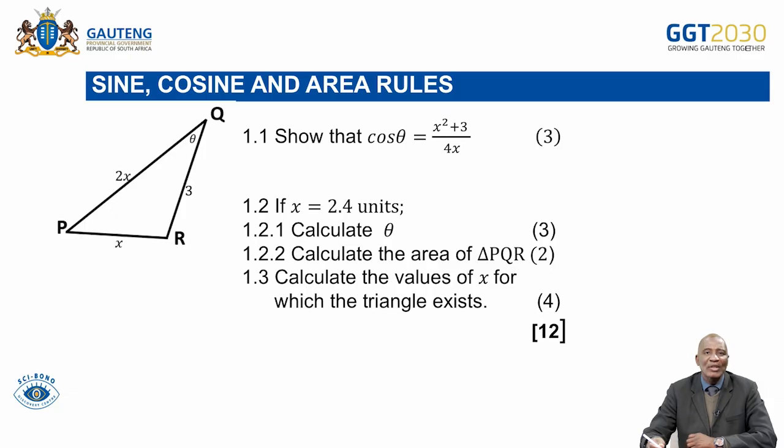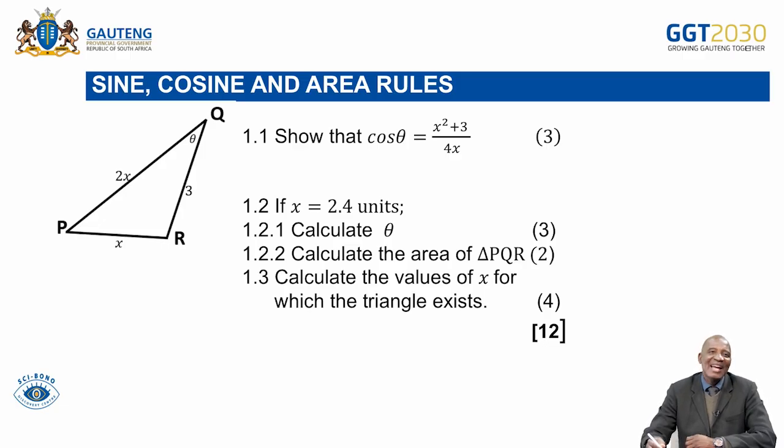Then 1.2.2, calculate the area of triangle PQR. This is where you need your area rule. Then 1.3, calculate the values of x for which the triangle exists. What a question. Number 4, that's a level 4 type of question, which requires you to think outside the box. But first things first, we need to show that cos theta is equal to x squared plus 3 divided by 4x. How would you proceed?